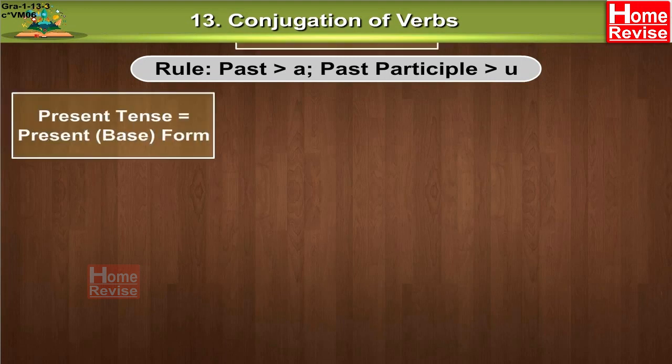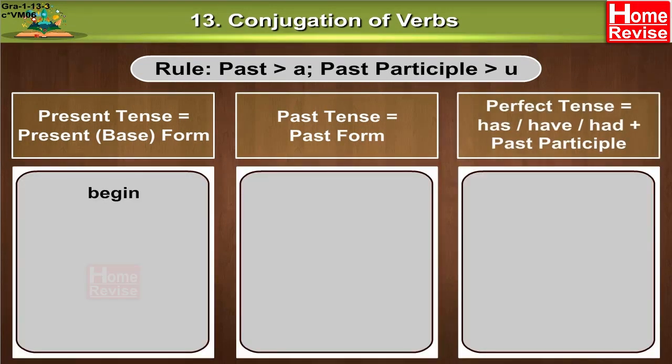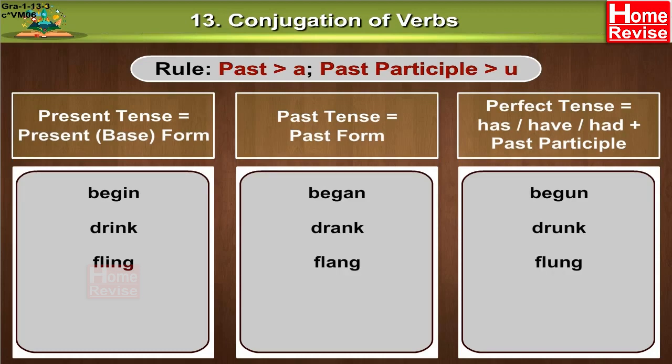Rule: past changes to a, past participle changes to u. Present base form, past, past participle. Begin, began, begun. Drink, drank, drunk. Fling, flang, flung. Ring, rang, rung. Run, ran, run.